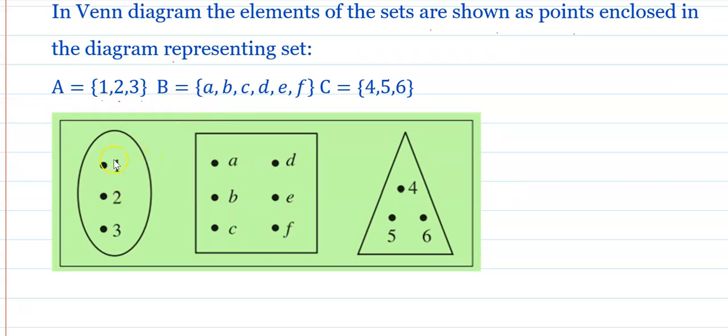B = {a, b, c, d, e, f}. This is the Venn diagram, it is shown like this. It is represented in the square. And C is the set {4, 5, 6}. It is represented in a triangle.